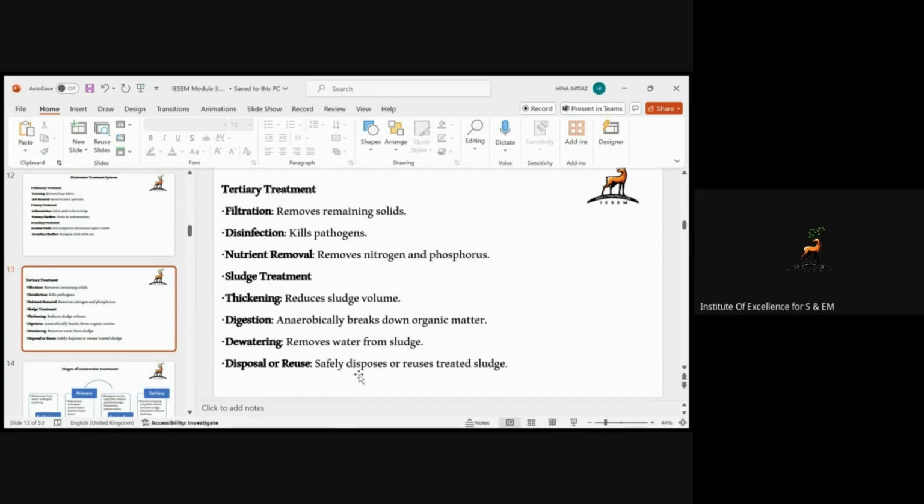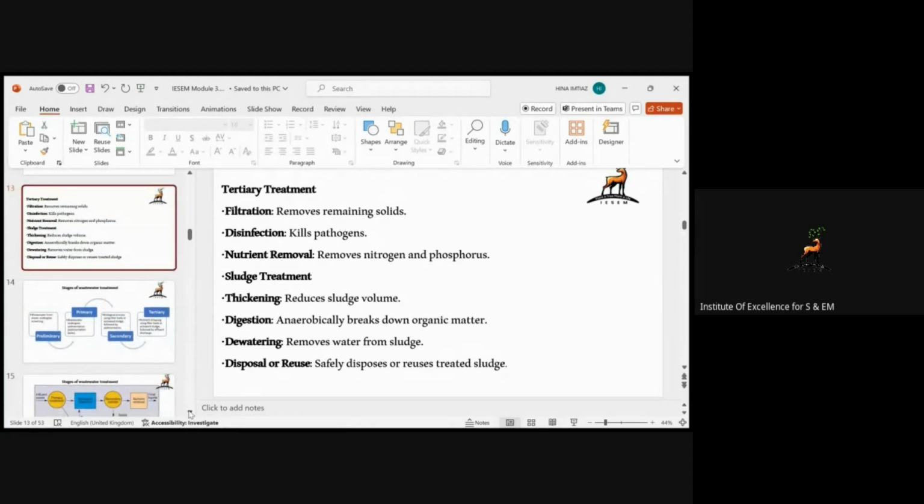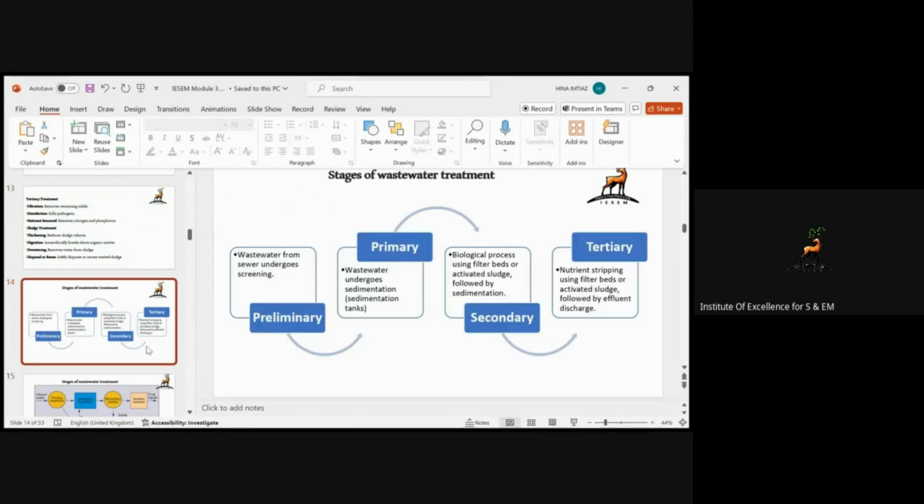It basically safely disposes or reuses that treated sludge, which is reused for agricultural purposes. It is one of the topmost purposes of the reuse of the sludge. So this is again a flow sheet.